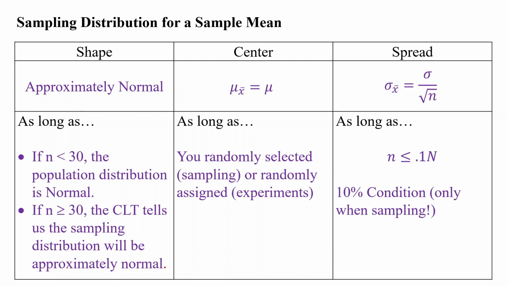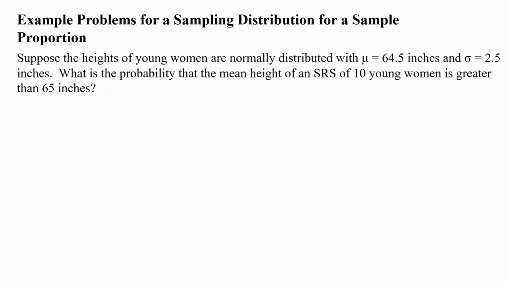Now this is true as long as it satisfies our favorite 10% condition. Only when sampling, but it does have to satisfy the 10% condition to use that formula. And that's going to be your sampling distribution for a sample mean. Okay? Let's get into what the problems look like here.